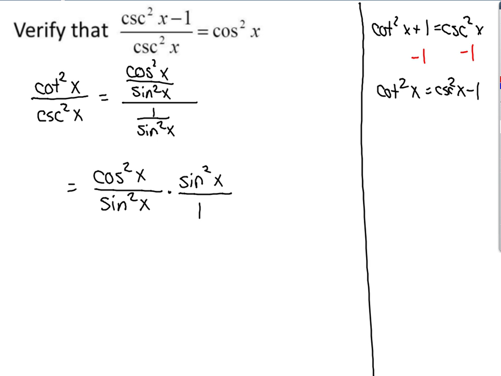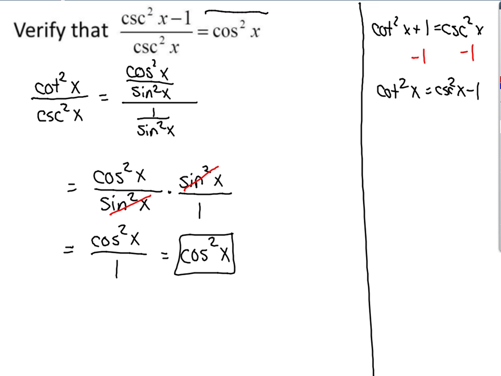Now we have a sine squared in my denominator of the first one and a sine squared in the numerator of my second one, so those are going to cancel. And we are going to get cosine squared of x over 1, or just cosine squared of x, which is what we were trying to show.